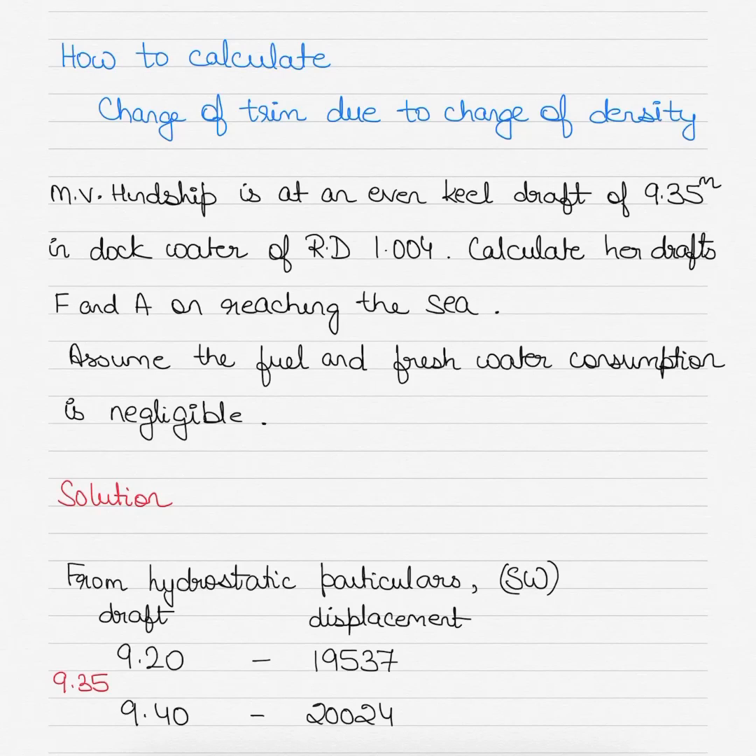Hi guys, today we'll be solving a question in stability, particularly from the MV Hindship, and our focus today will be to calculate change of trim due to change of density. If you have access to MV Hindship, this is actually a solved question, and I'll take you through the solved question first, and then I can discuss examples from the unsolved question.